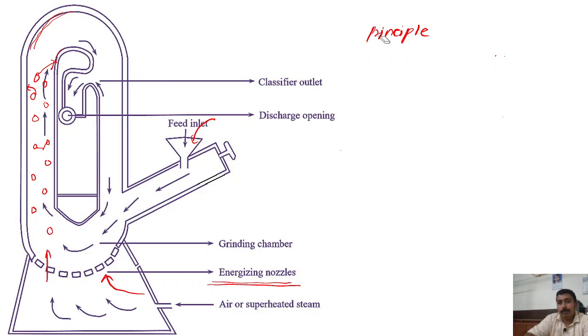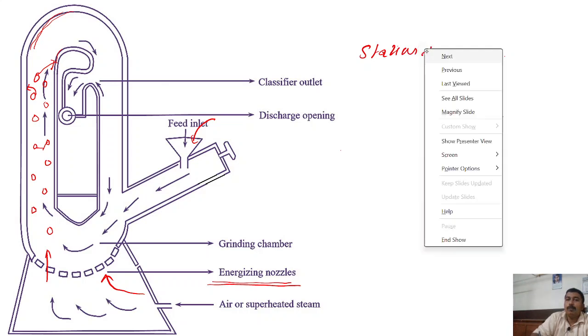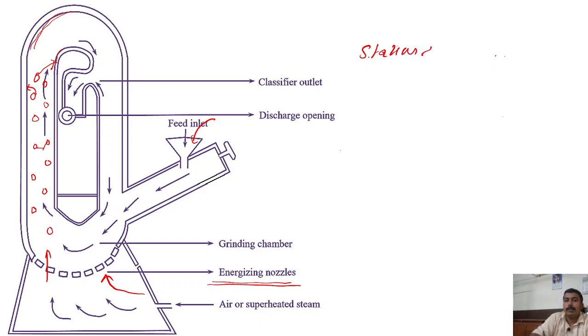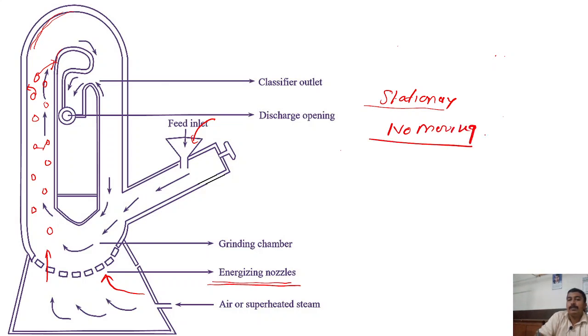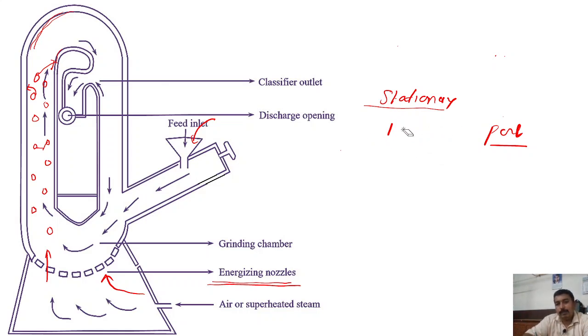You can see here the entire assembly of the mill is stationary. The hollow loop of the pipe is stationary, and no moving part is present here. As the moving part is absent, most important thing, heat generation will not take place, and this mill is suitable for breakdown of heat sensitive drugs.